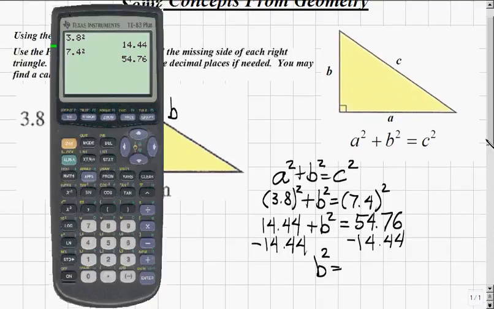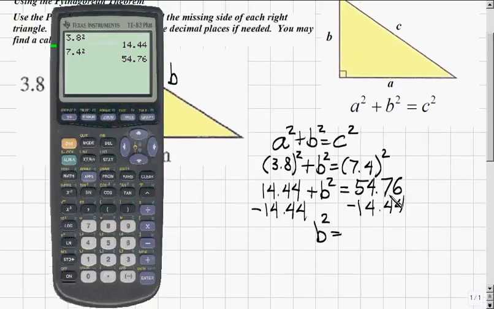On the right side, 54.76 minus 14.44 becomes 40.32. Finally, we're interested in what number squared becomes 40.32, and to find that, we'll square root 40.32.